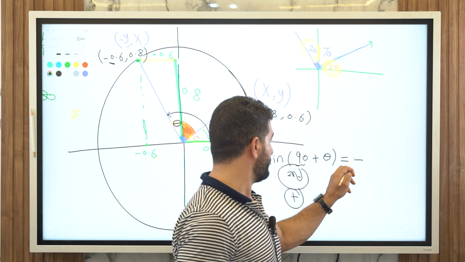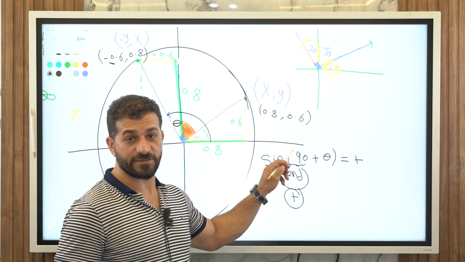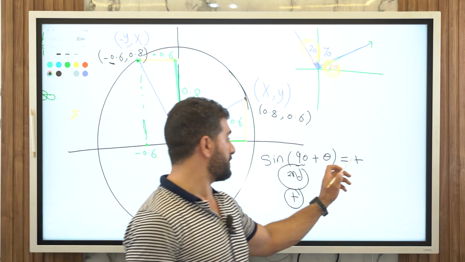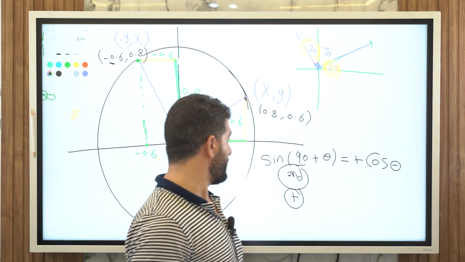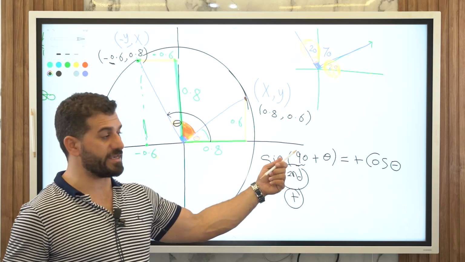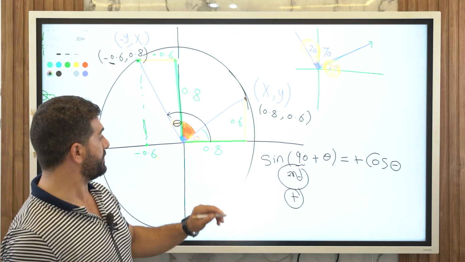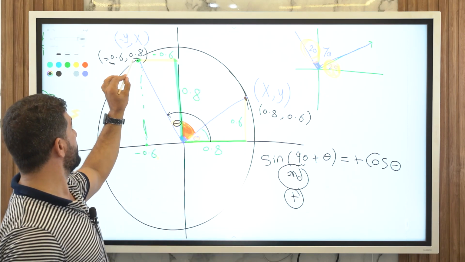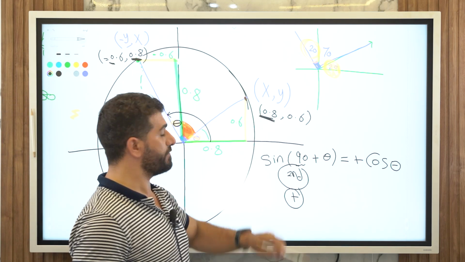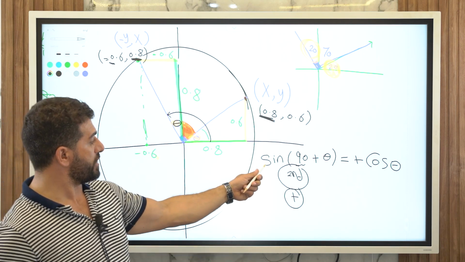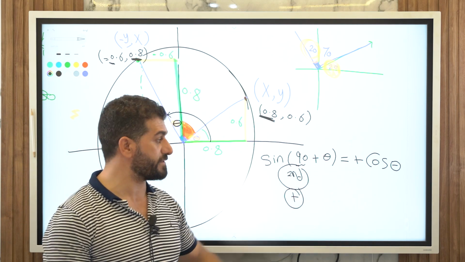So write positive. But 90 changes sine to what? To cosine. Okay? So sine 90 plus theta is equal to what? Cosine theta. Sine 90 plus theta here, that's the sine here, 0.8, like the cosine here. They are the same. So sine 90 plus theta is equal to cosine theta.